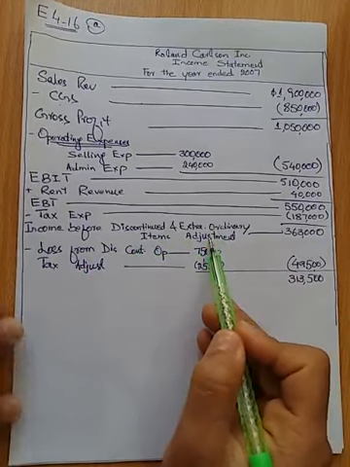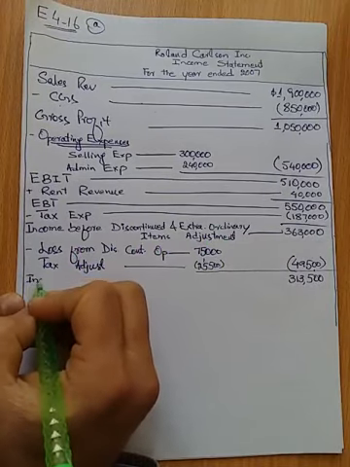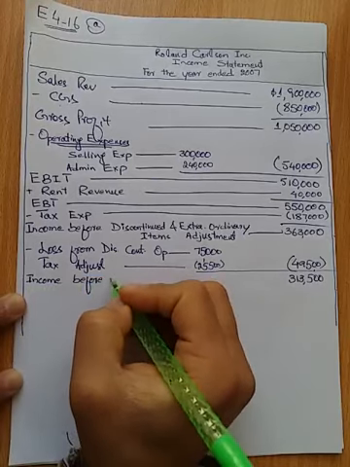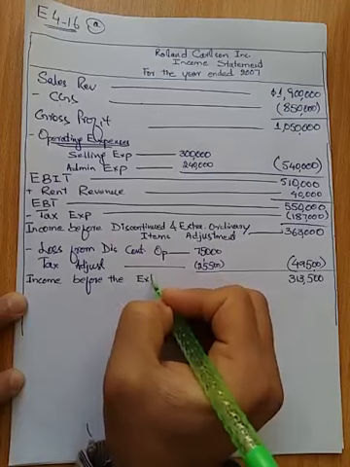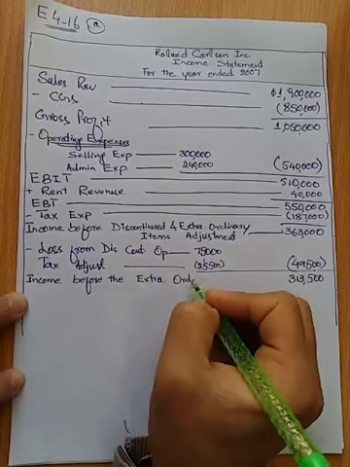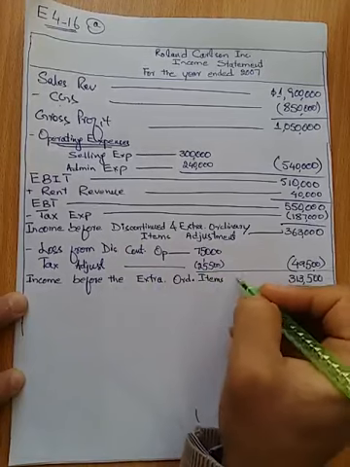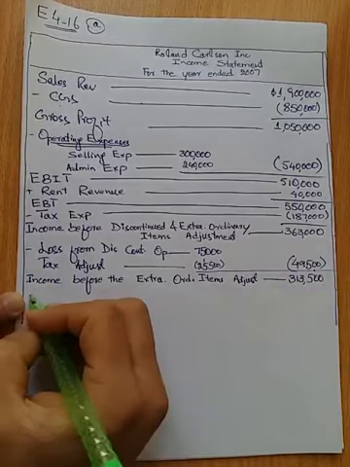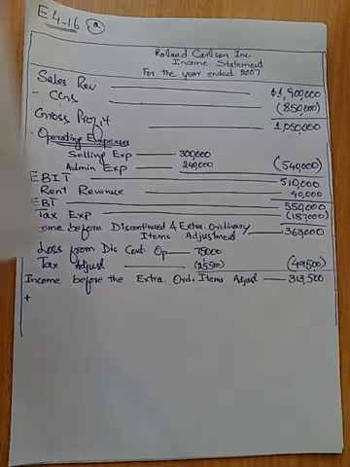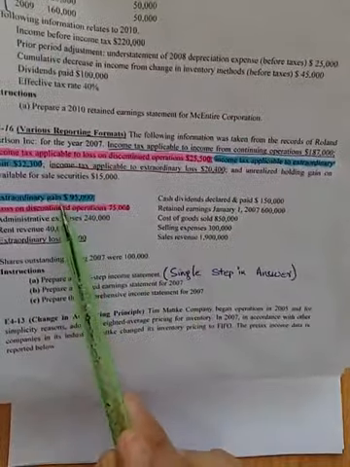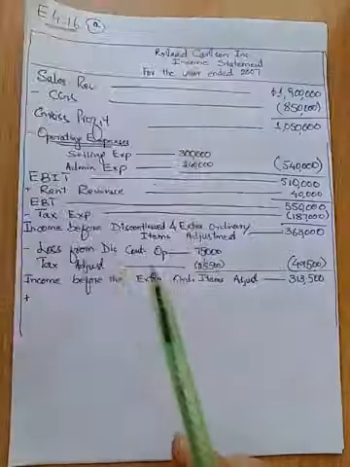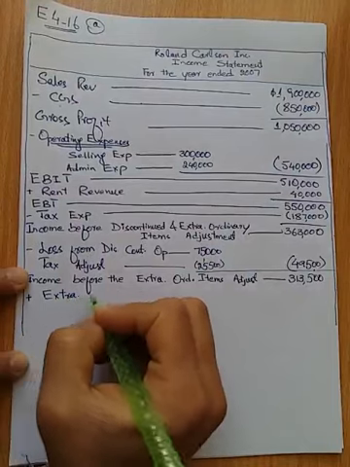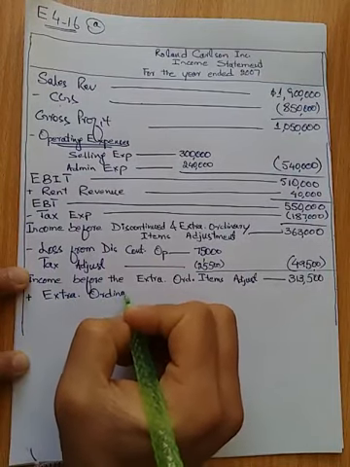Extraordinary items are not adjusted. So I will write here income before the extraordinary items adjustment. Now I will adjust. First I will adjust gain. If you remember from the numerical, we had an extraordinary gain, and we had a loss also. So I will adjust the extraordinary gain first.